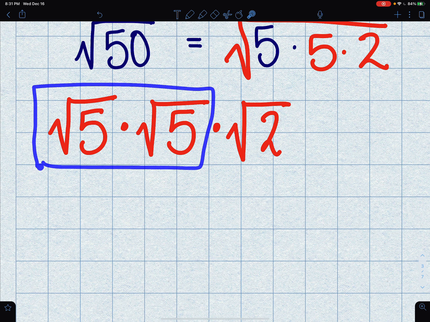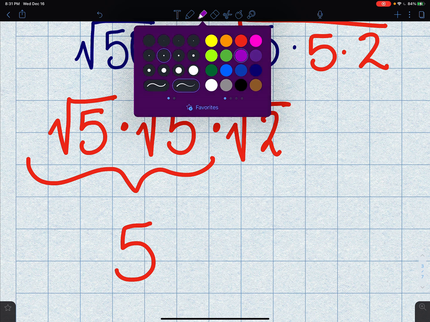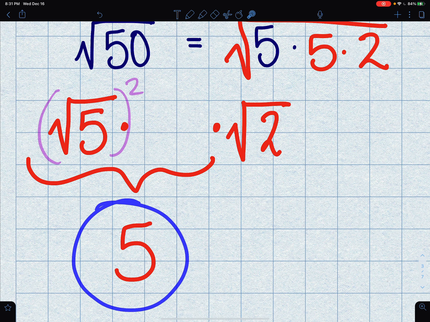So the square root of 5 times the square root of 5 can be simplified to just 5. Does that make sense? Because if you are multiplying it by itself, then what are you actually doing? You're squaring it. It's like you're taking 1 and you're squaring it. And if you take 1 and you square it, then the answer is this.